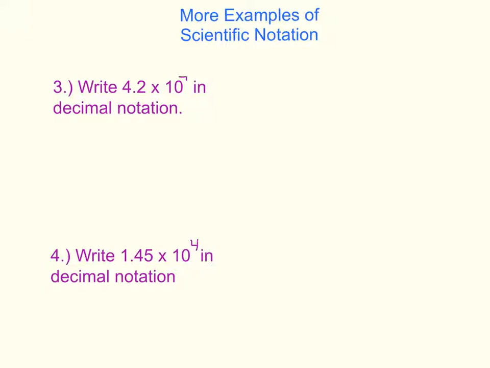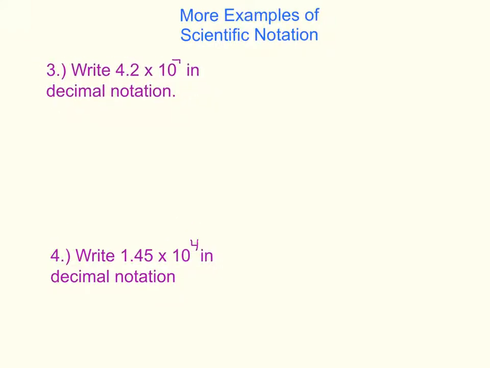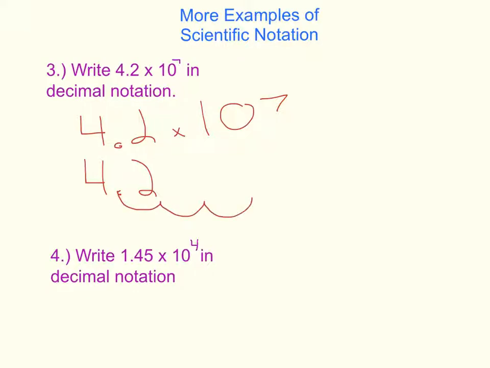So these are more examples of scientific notation. These examples are different, but it's basically just in reverse. So write 4.2 tenths times 10 to the 7th in decimal notation. So you basically just do it in reverse. You take 4.2, move it over 7 times to the right. So 1, 2, 3, 4, 5, 6, 7.